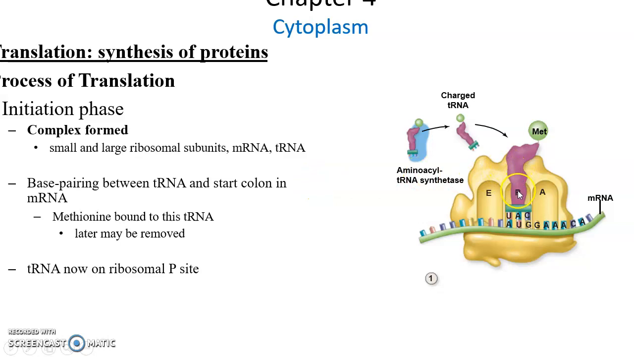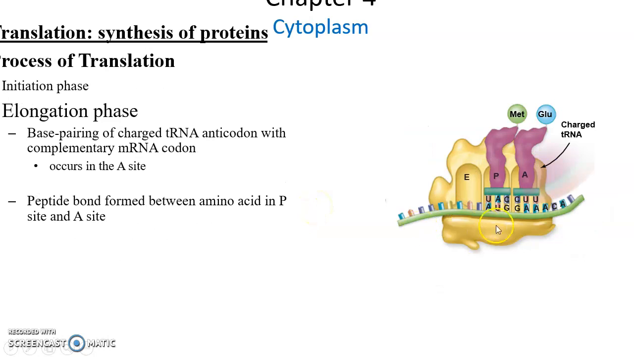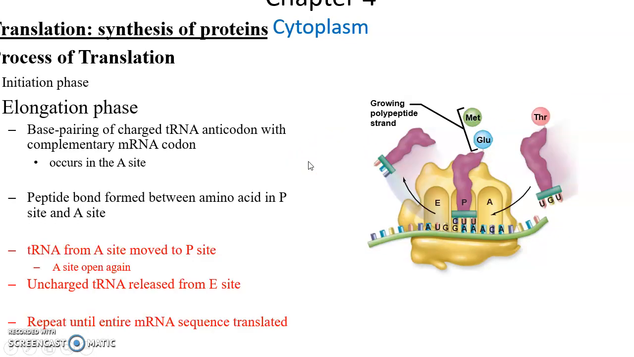And at this point, the tRNA is in the P site. We have these 3 sites, E, P, and A. Elongation. The ribosome moves down 3 nucleotides. It now has GAA in its A site. So a tRNA comes in that has the anticodon that complementary base pairs with the codon, bringing a specific amino acid. Then we will have a peptide bond forming between these 2 amino acids. So the amino acids will form a peptide bond connecting them covalently.